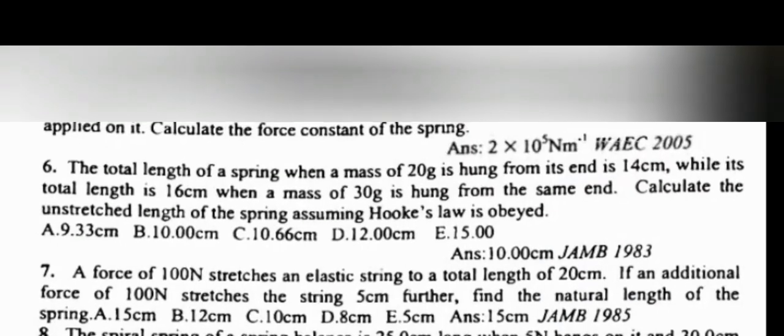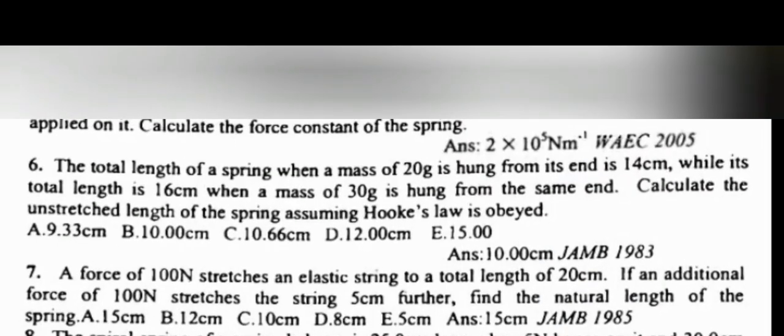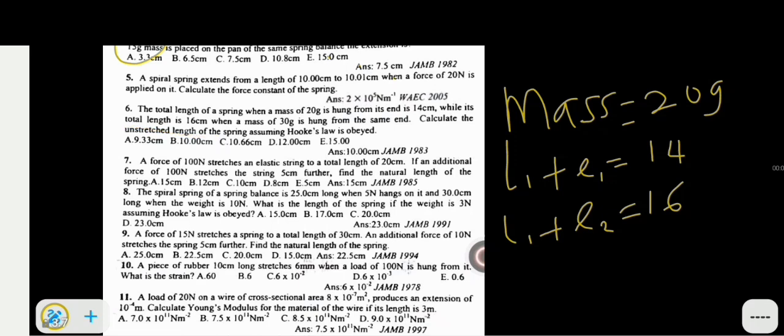So we'll move to number 6. The total length of a spring when a mass of 20 grams is hung from its end is 14 cm. That's total length. While the total length is 16 cm when a mass of 30 grams is hung from the same end. You have to find the unstretched length. That means you have to find the original length of the spring, assuming Hooke's law is obeyed.